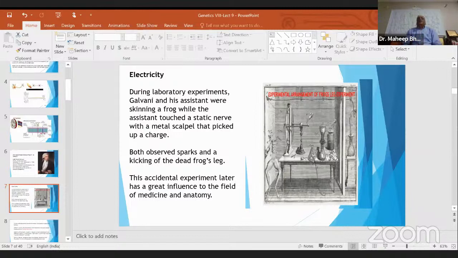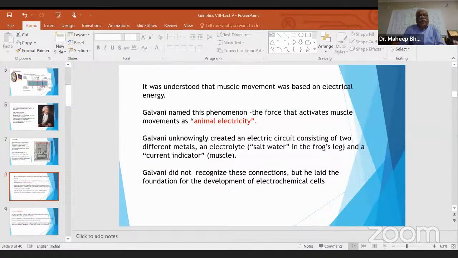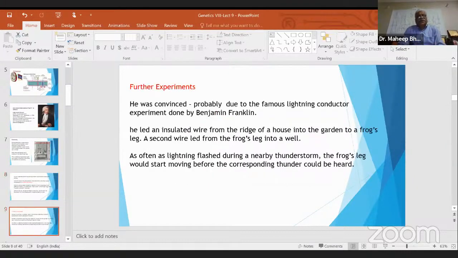This movement he reported in the form of bioelectricity. He also named it animal electricity at that time, and later it was called bioelectricity.